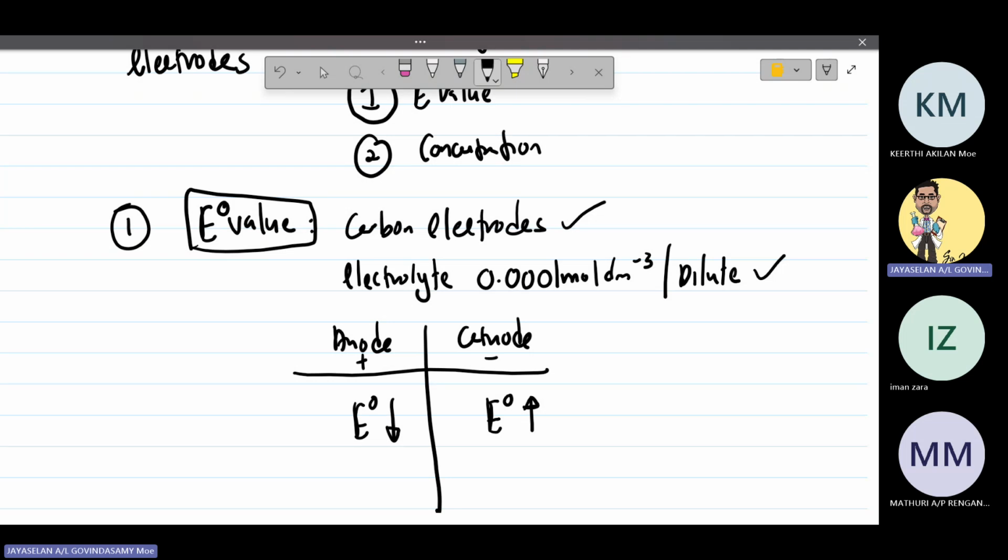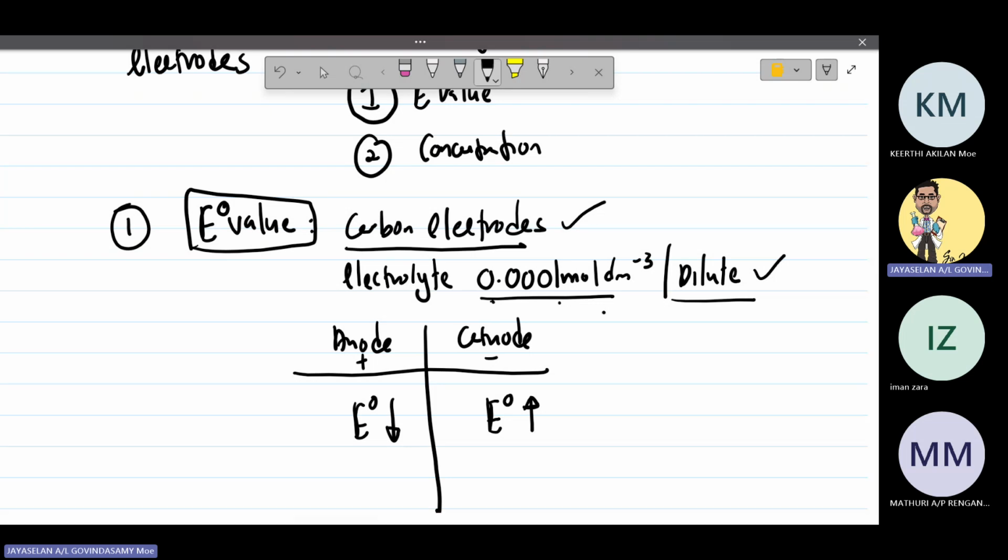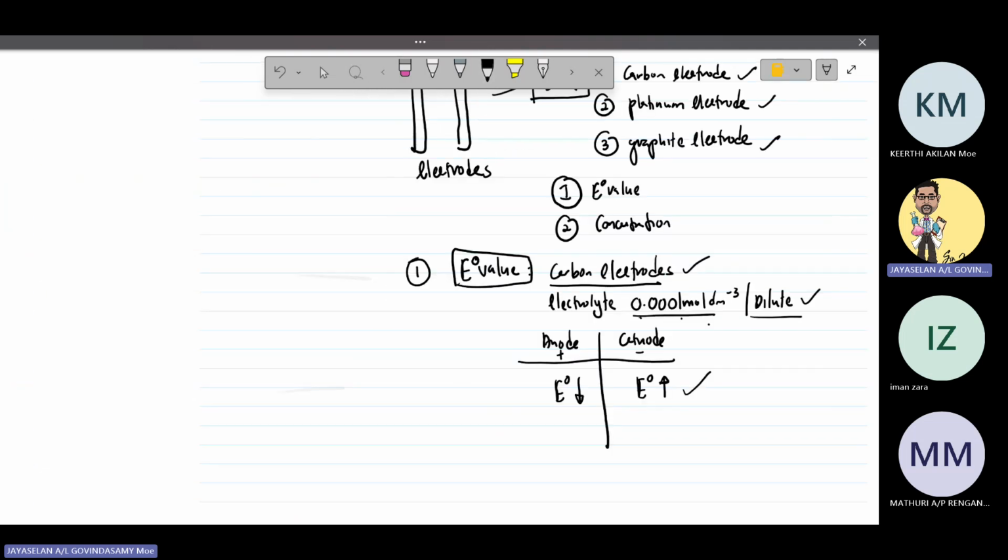Kita buat factor 1 dululah. Factor 1 macam mana nak tahu? Kena ada carbon electrode ataupun platinum ataupun graphite. Mesti kena ada. Okay, lepas tu tengok larutan kena ada 0.001 mol dm-3 ataupun dia letak dilute ataupun dia tak letak apa-apa, dia letak copper(II) sulfate solution like that. Okay, so confirm factor 1. Factor 1 means cathode sentiasa factor 1 pilih paling tinggi, anode pilih paling rendah. Okay, we do number 1.